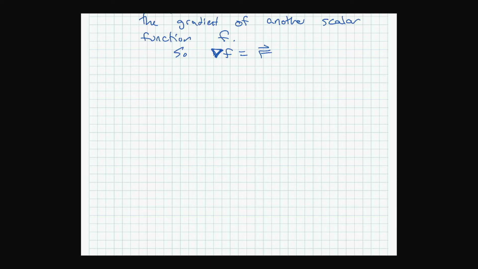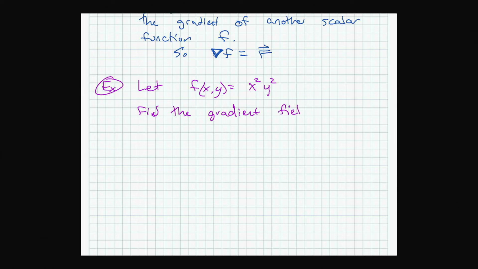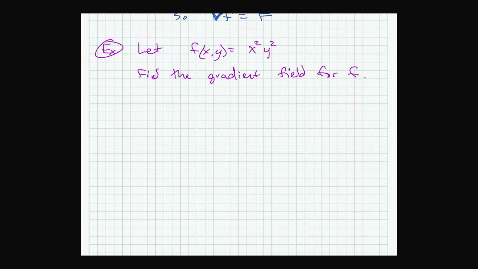Okay. So, for example, you could do this. You could say, let f of x, y be x squared y squared, something like that. Now, you could say, find the gradient field for the little f. Okay. So, again, there's not much work here. All you're going to do is take the gradient.